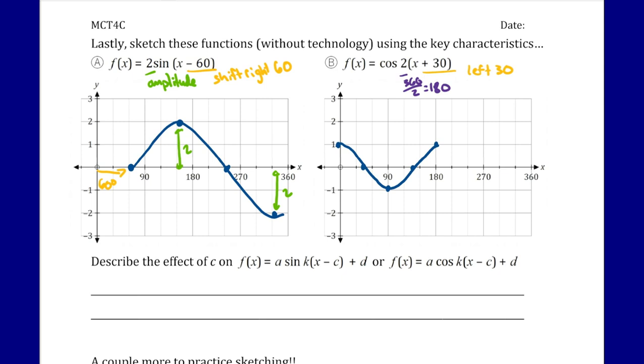So now I've taken into account the k value. The next thing I now have to do is shift everything over to the left 30. So that is what my new function should look like. I can still see that I have a distance of 180, or a period of 180. And I've now shifted over to the left 30 degrees. I'm actually just going to go back and quickly draw on those points just because they're not too accurate.